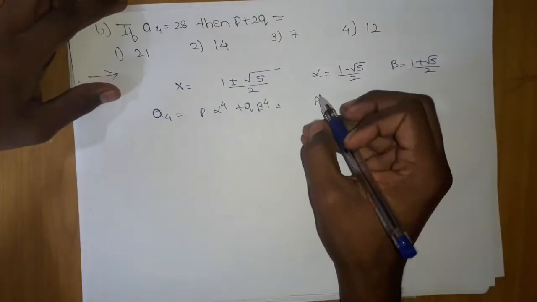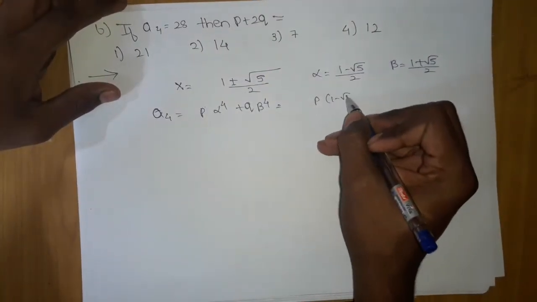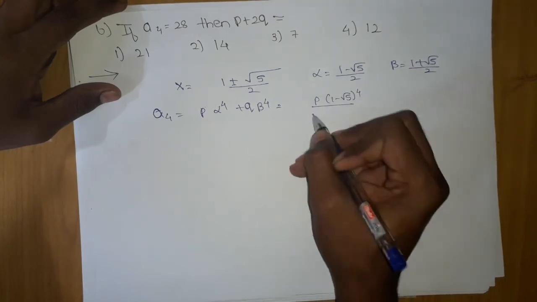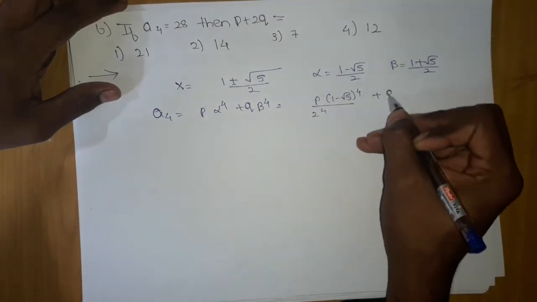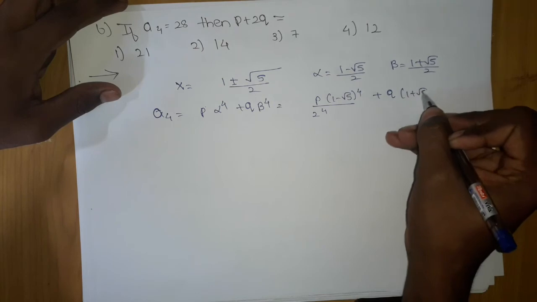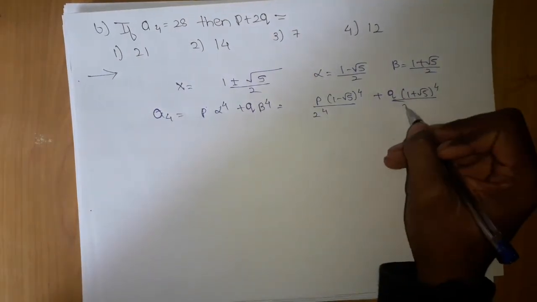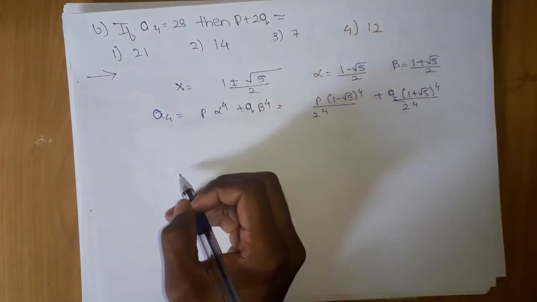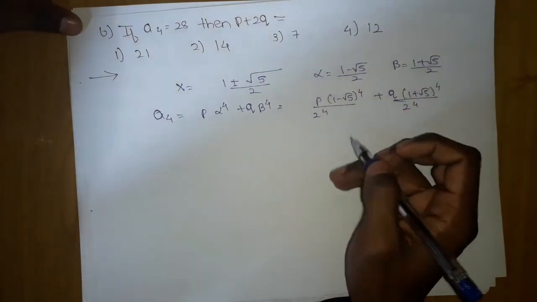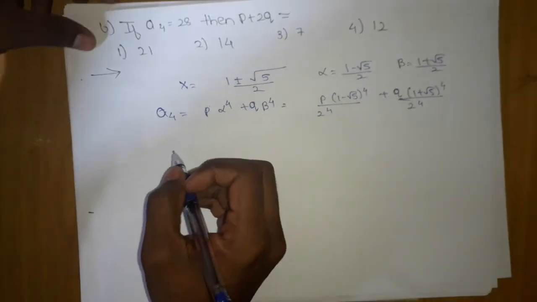So I can put the value, which will be p times (1 minus root 5) to the power 4 upon 2 to the power 4, plus q times (1 plus root 5) upon 4 upon... so p plus q upon 2 to the power 4 here also. Now let's get this value. Okay, let's modify it.